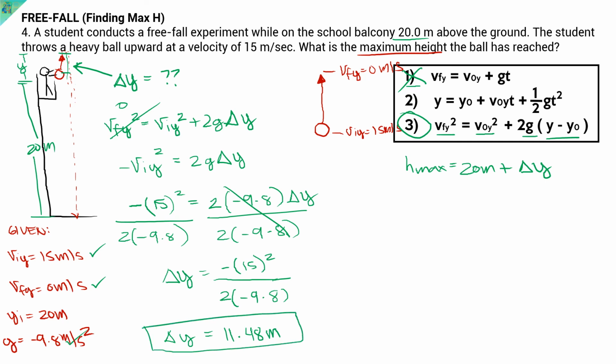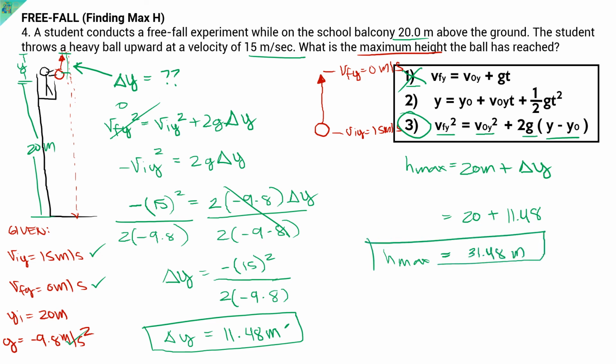Meaning, nung pinukol ng student yung bola dito at a velocity of 15 meters per second, umangat pa siya ng 11.48. But that's not our maximum height. Our maximum height would be 20 plus this value, 11.48. That would give you the maximum height of 31.48 meters. That is now your final answer for the maximum height.